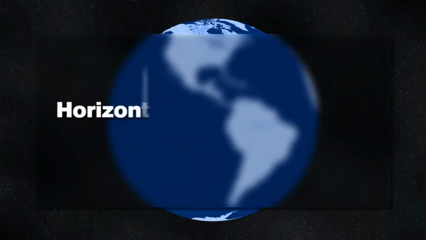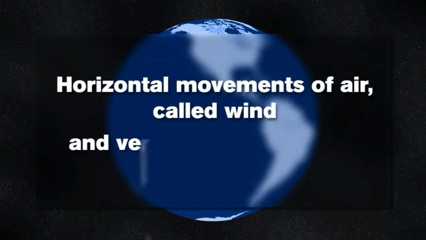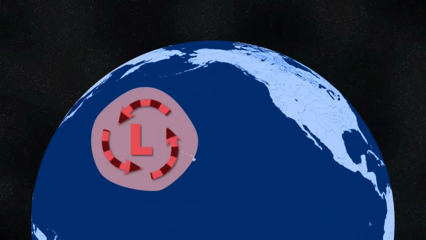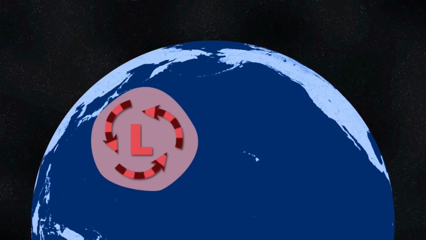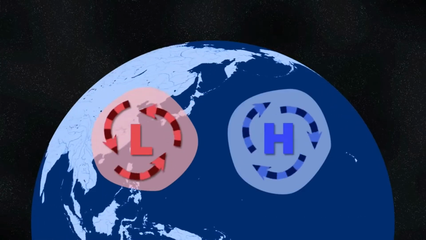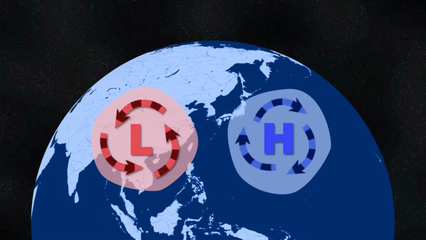This causes both horizontal movements of air, called wind, and vertical movements of ascending and descending air. In the northern hemisphere, a low-pressure system will have air circulating counterclockwise as it flows into the center. A high-pressure system will circulate clockwise as it flows away from the center.